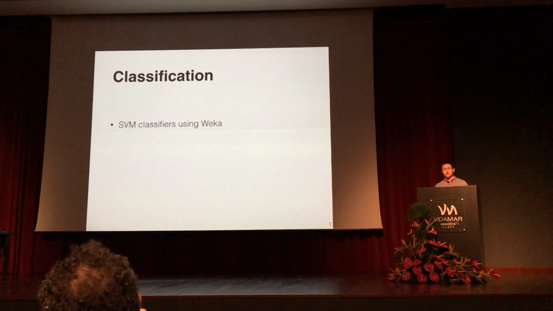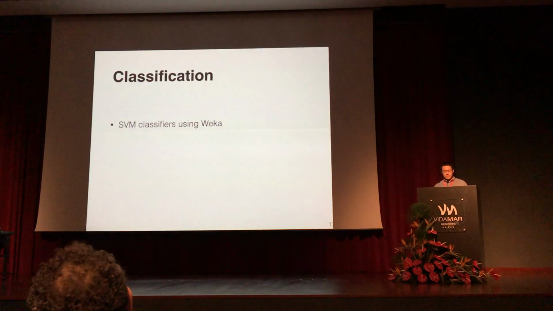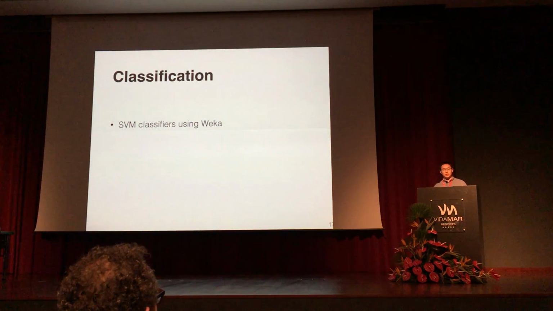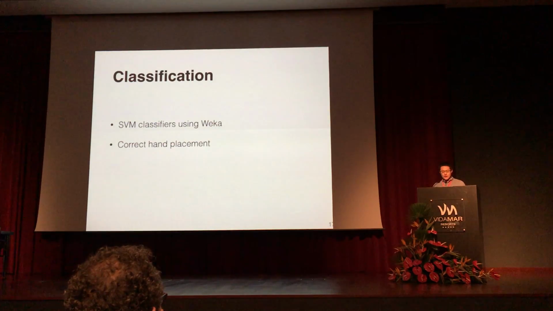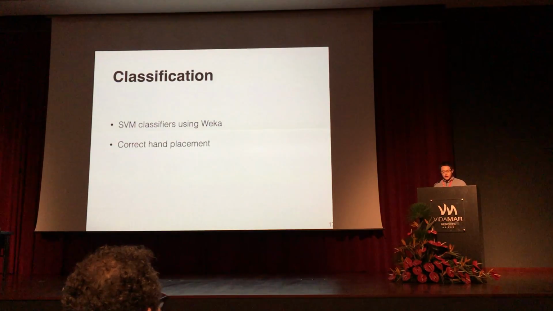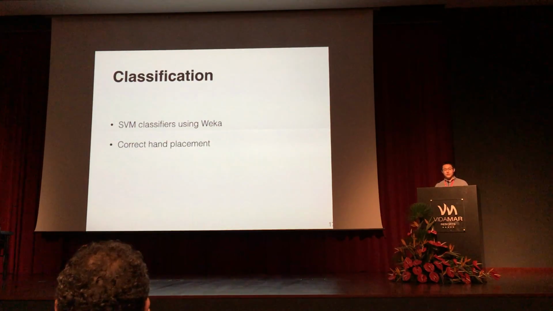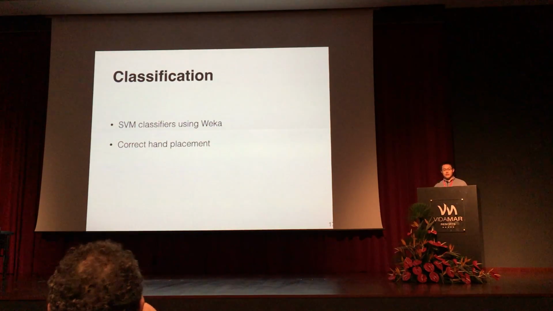These features are used to train support vector machine classifiers using the Weka machine learning toolkit. To ensure that the users use the correct hand pose, we train a binary classifier to differentiate between correct and incorrect hand poses.